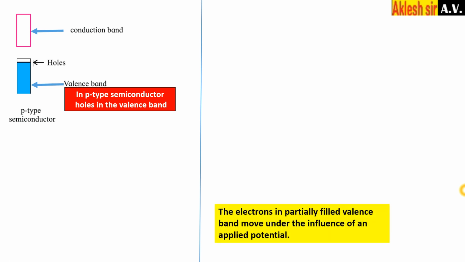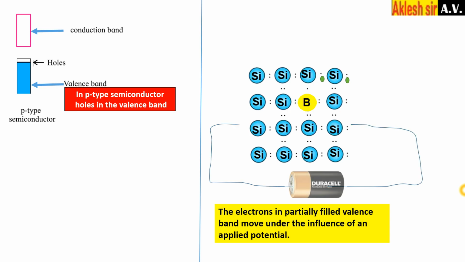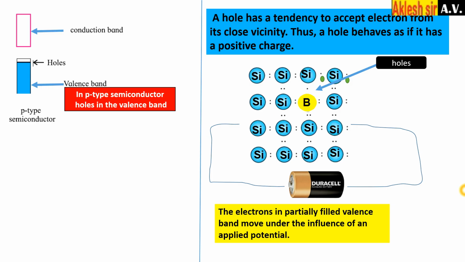The electrons in the partially filled valence band move under the influence of an applied field. So this is a silicon atom, this is the boron impurity which I have added, and if I apply a potential difference, suppose by using a battery, what will happen? Here this empty site is known as a hole. The hole has a tendency to accept an electron. Since the hole is considered as a positive charge, under the influence of the potential difference this hole is going to attract the electron from the neighboring silicon atom. So the hole has a tendency to accept an electron in the close vicinity, meaning nearby.